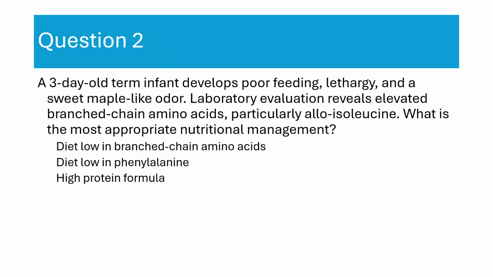Diet low in phenylalanine is incorrect because that's the treatment for phenylketonuria, not MSUD. High-protein formula is incorrect because it would increase the intake of all amino acids, including branched-chain amino acids, and worsen the condition.